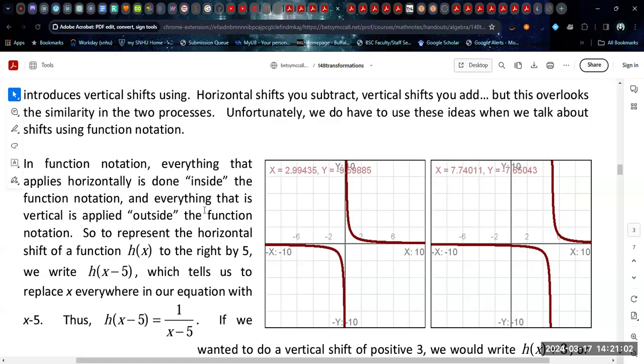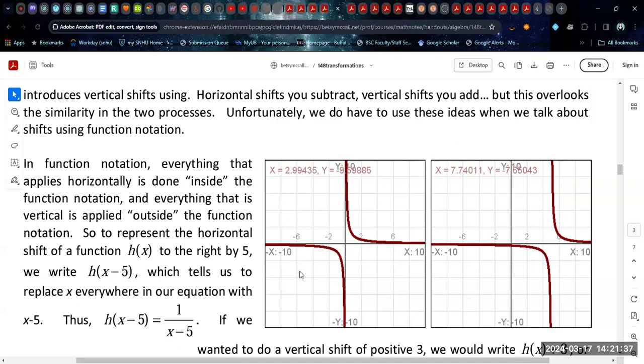Now, in function notation, everything that applies horizontally is done inside the function notation, whereas things that apply vertically are done outside the function notation. So if I want to transform a function by shifting it to the right, I would express my function notation as h of x minus 5. If my h function is originally 1 over x, then this is telling me I'm going to replace x in my equation with x minus 5. And so 1 over x becomes 1 over x minus 5.